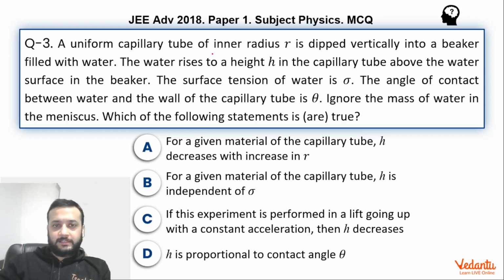Basically there is a capillary tube of radius r which is inserted in water. The water rises up till height h. The surface tension is sigma. The angle of contact is theta. We have to ignore the water inside the meniscus, and we have to comment upon the relation between h and r, h and sigma, h and gravity, and the angle of contact and h.